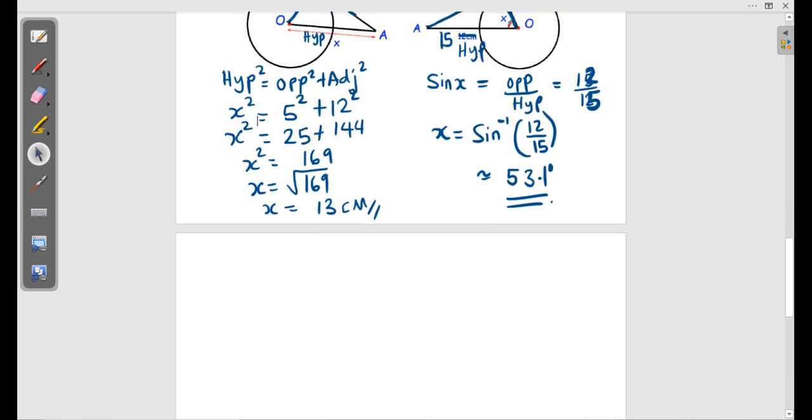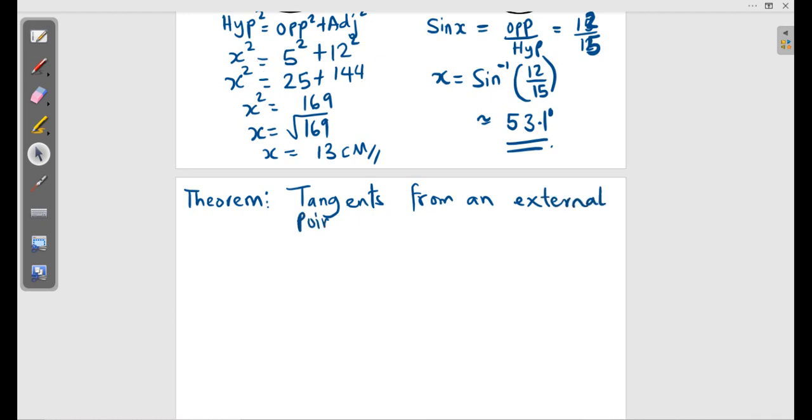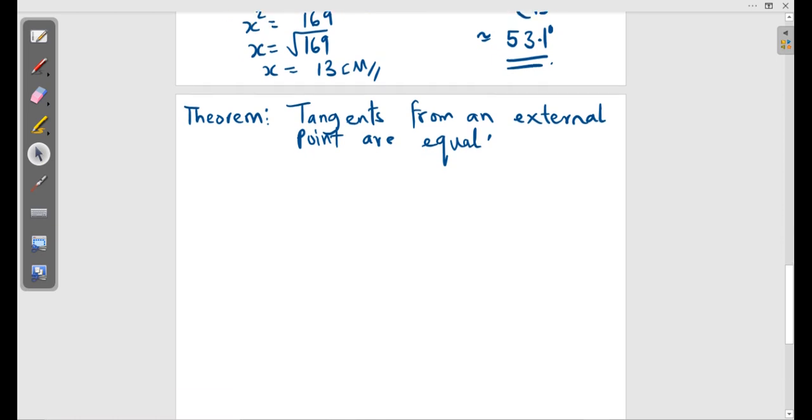Okay, quickly, we're going to consider another theorem. And that second theorem talks about tangents from an external point. Tangents from an external point are equal. That's what this says. And I want you to please pay utmost attention to this as well.